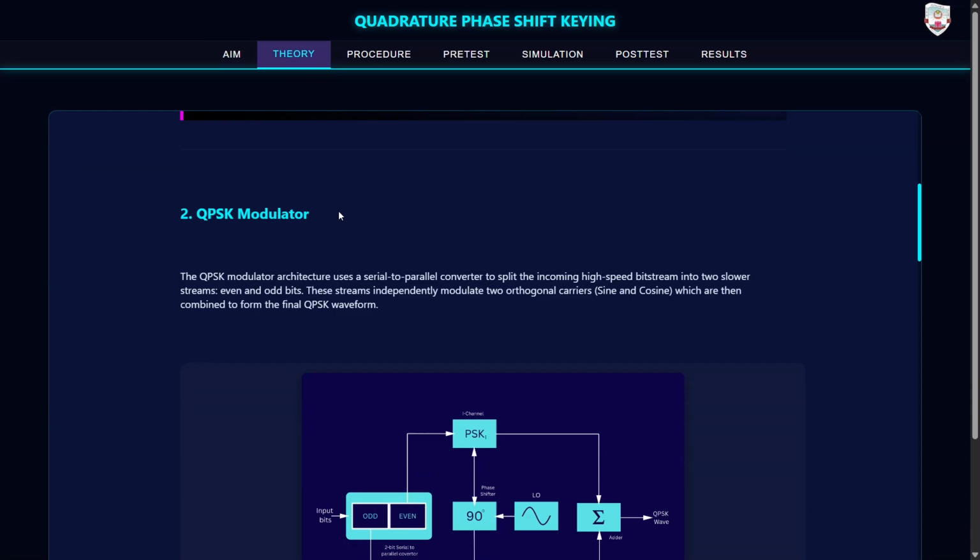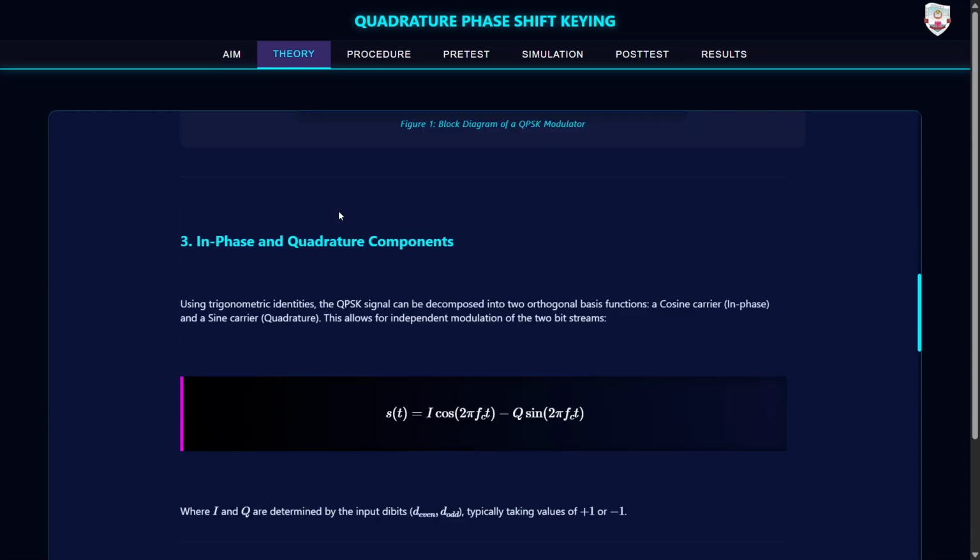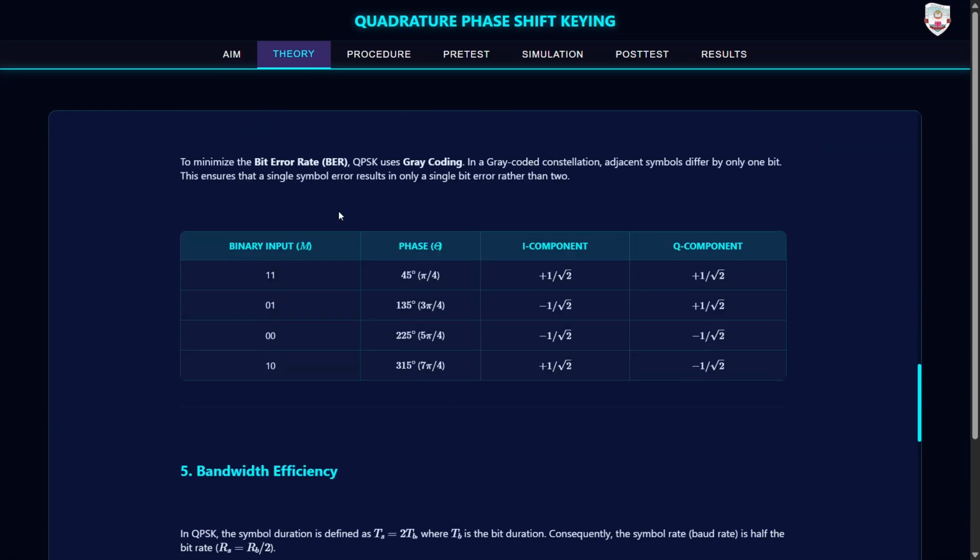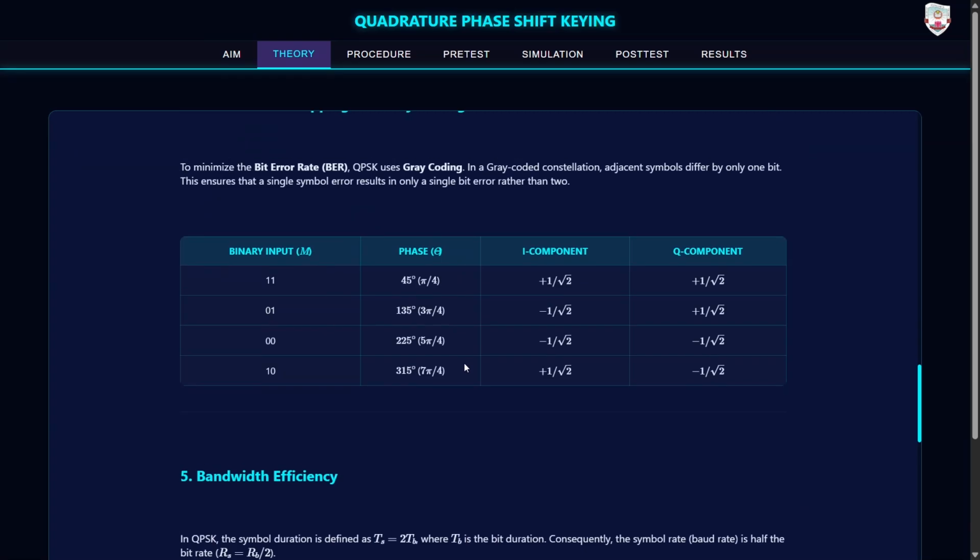In QPSK, binary data is grouped into pairs of bits called dibits. There are four possible combinations, that is 00, 01, 10 and 11. Each pair of bits corresponds to a different phase angle of the carrier signal. These phases are 45 degrees, 135 degrees, 225 degrees and 315 degrees.